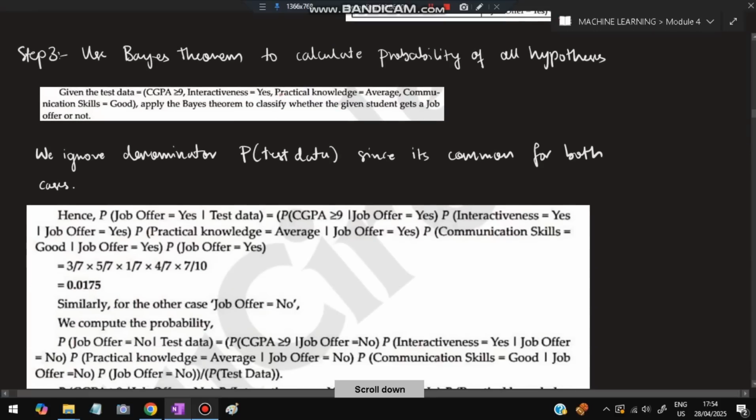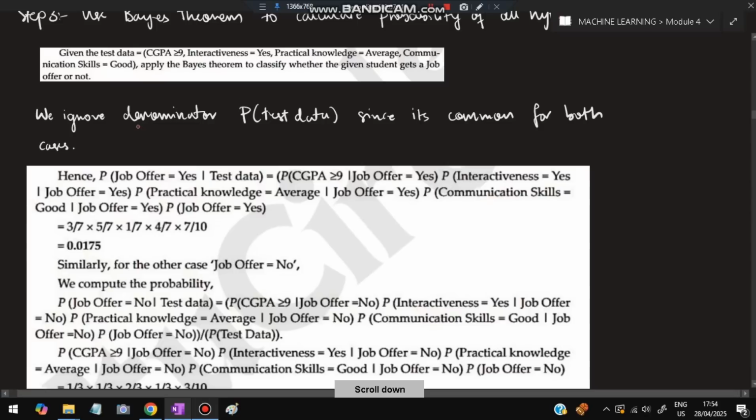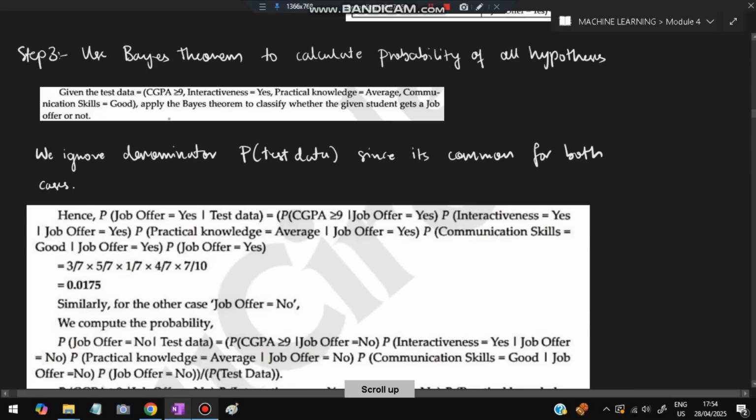After that, we have to apply the formula. Now, using the Bayes theorem, calculate the probability of all hypotheses. Now, the test data which they give in the question, you have to consider that. In the question they have given a person has CGPA greater than 9, interactiveness is there, practical knowledge is average, communication skill is good. Now we have to find out by applying the formula if this person will most probably get a job or not get a job. So we ignore the denominator, which is P of test data, since it is common for both cases, right? We are comparing the probability that this person will get a job or not get a job. When it is a comparison, we just want which is the greater answer, right?